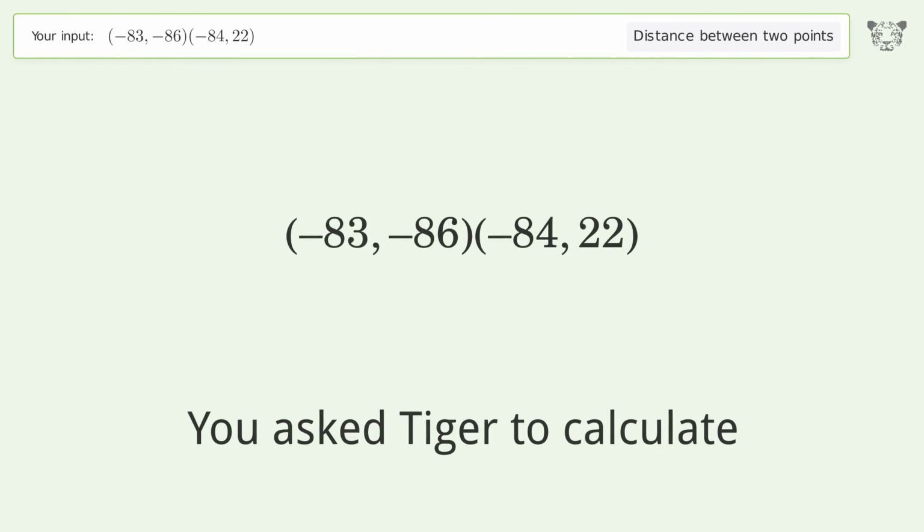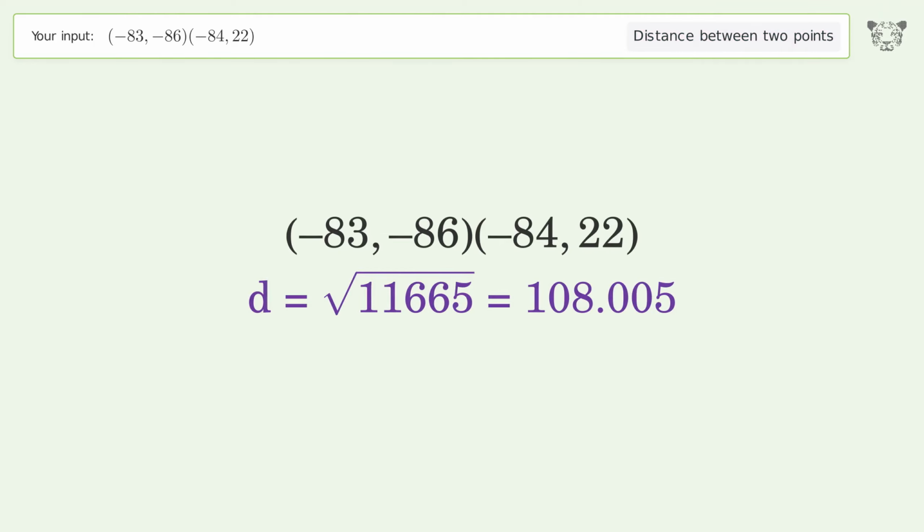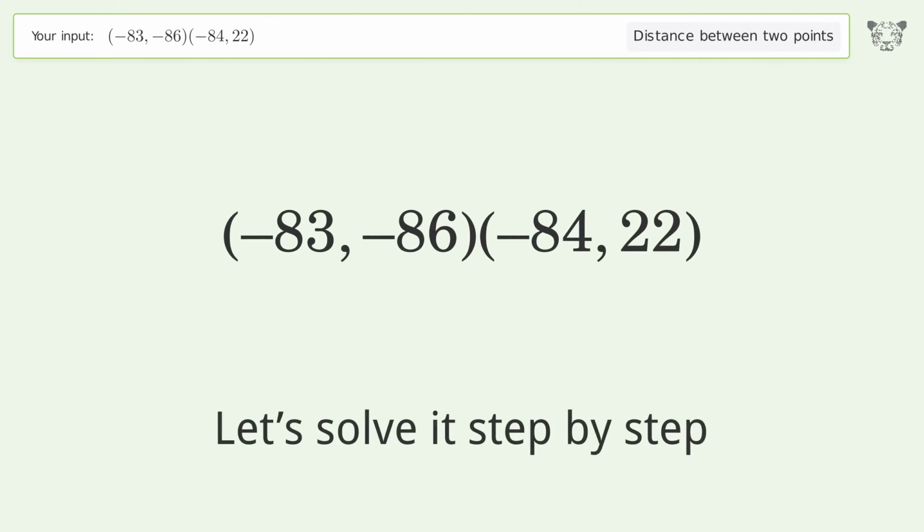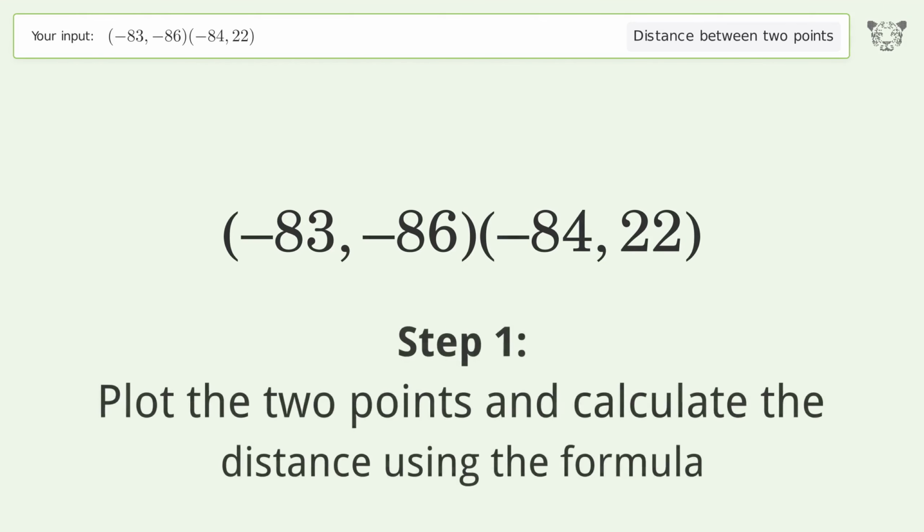You ask Tiger to calculate. This deals with the distance between 2 points. The distance between the 2 points is the square root of 11,665, or 108.005. Let's solve it step by step. Plot the 2 points and calculate the distance using the formula.